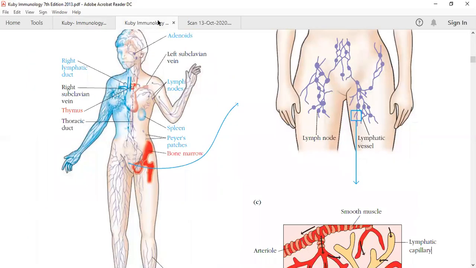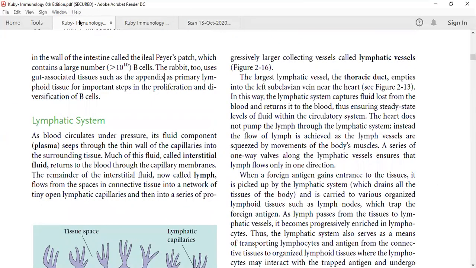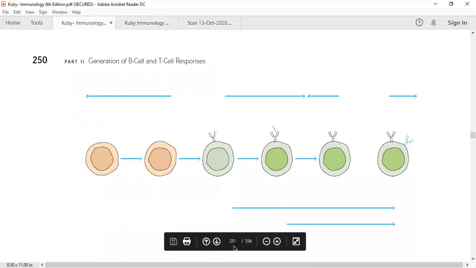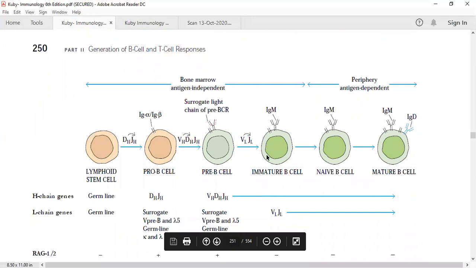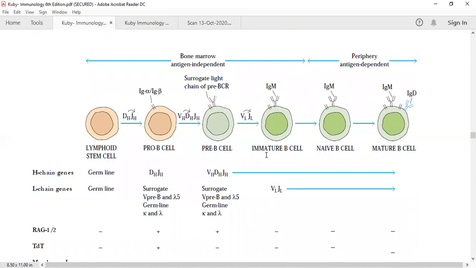Now the question is how these B cells are undergoing development. So we will move to page number 251, I think. I exactly do not know the page number. Oh my goodness. Okay, so here is the diagram showing how the B cells are actually undergoing various stages of development.